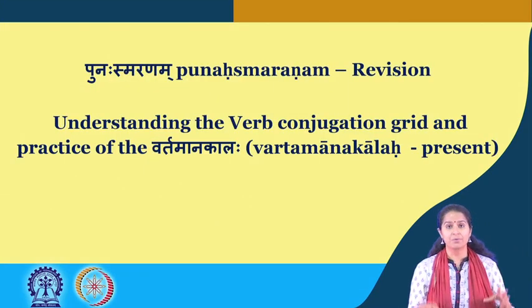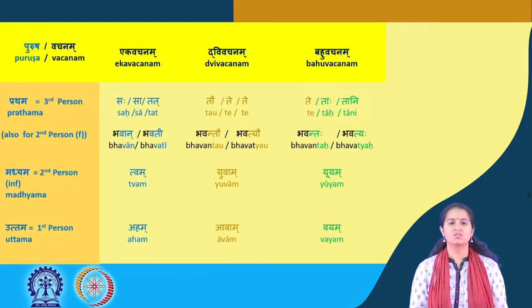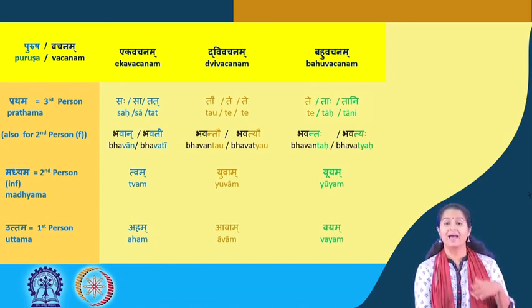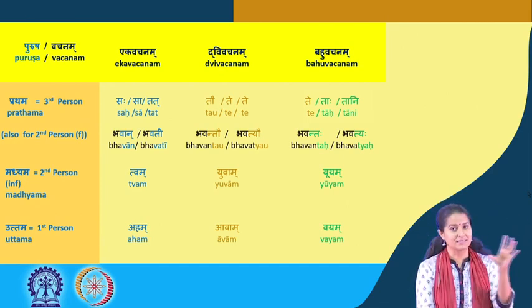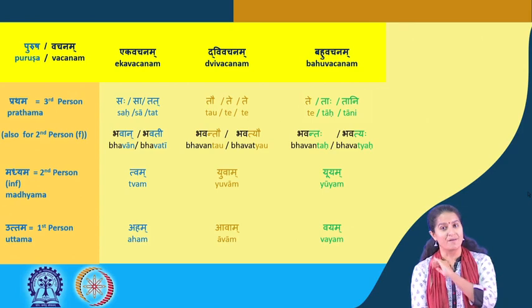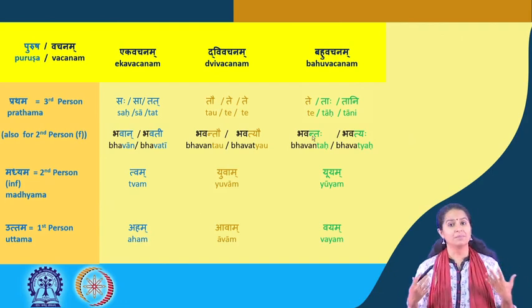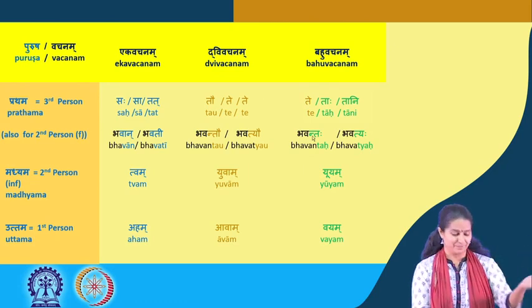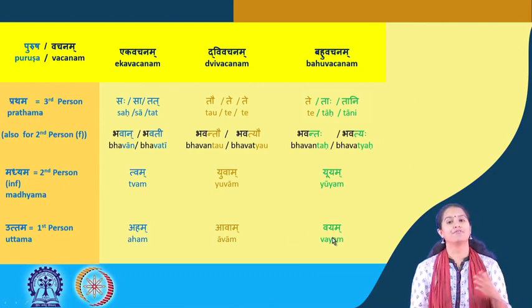Let's go on to the verb conjugation grid, and we'll do a practice of the vartamana or the present tense. So we saw the different forms here. We had sahasa tat became tau te te and te taha tani. And bhavan and bhavati, which acts like the third person or the prathama purusha, became bhavantau, bhavatyau, and bhavantaha and bhavatyaha. What happens to the madhyama purusha or the second person? It is tvam, yuvam, yuyam. Finally, uttama purusha or the first person, aham, avam, and vayam.